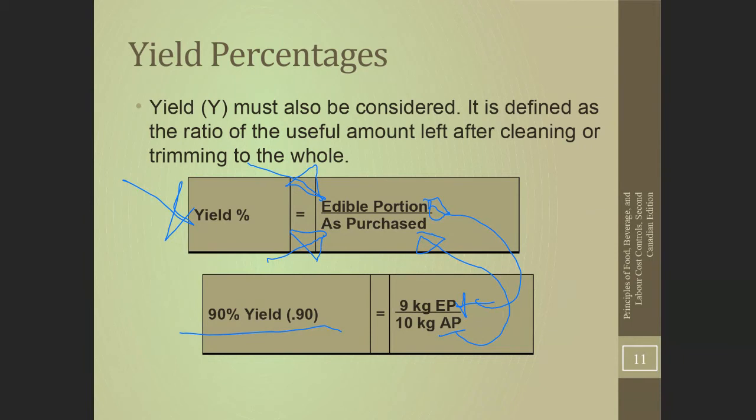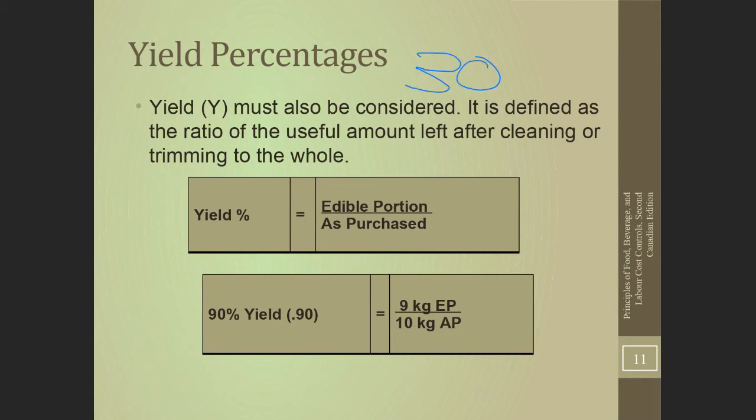Let's do another example here. Let's say one crab weighs 300 grams. It's a big crab. You use the meat of the crab from the legs and the claws, but that's really all you can use from a crab. Yes, you can make stock from it, but let's say we don't use crab stock on our menu.